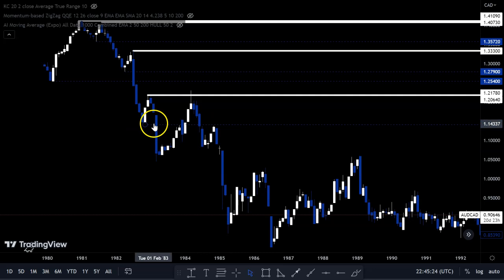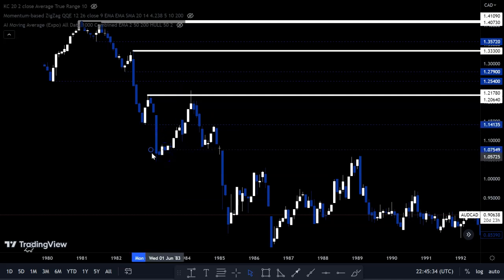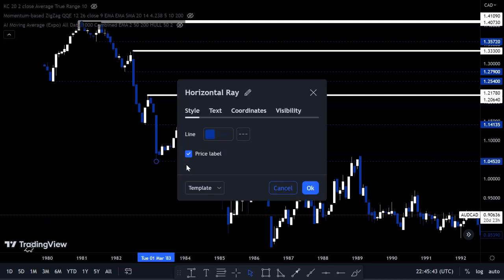So this support was broken, and then a new support was formed here because it pushed price up. So we're going to draw a support here, duplicate this one and make it big, make it exact. Don't forget your magnet to make your levels exact.